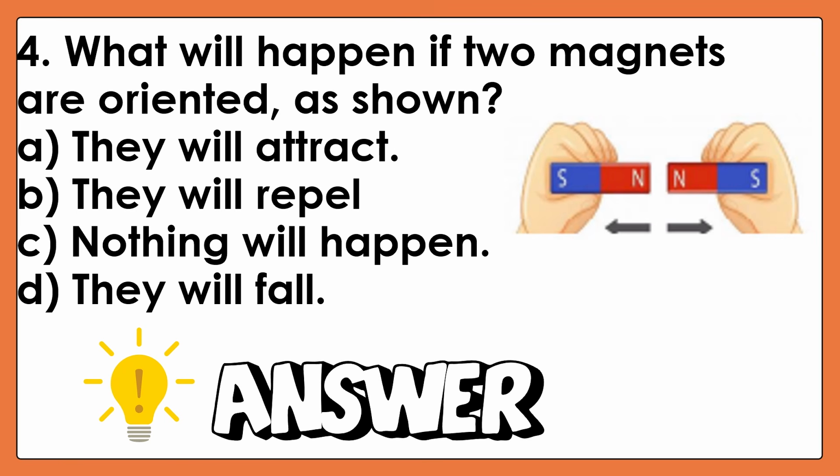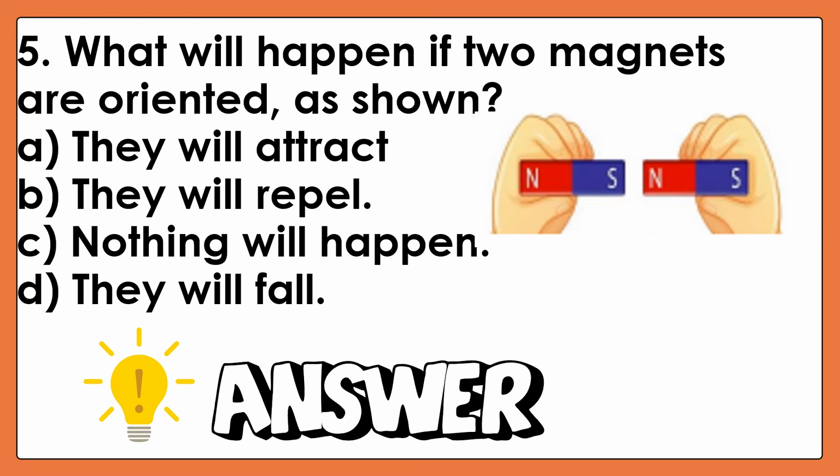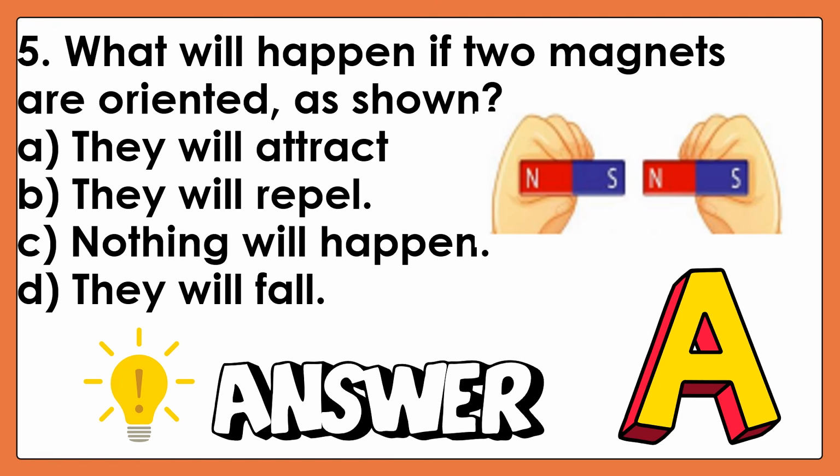Number 4, what will happen if two magnets are oriented as shown? A. They will attract, B. They will repel, C. Nothing will happen, or D. They will fall? The answer is letter B, they will repel. Number 5, what will happen if two magnets are oriented as shown? A. They will attract, B. They will repel, C. Nothing will happen, or D. They will fall? The answer is letter A, they will attract.